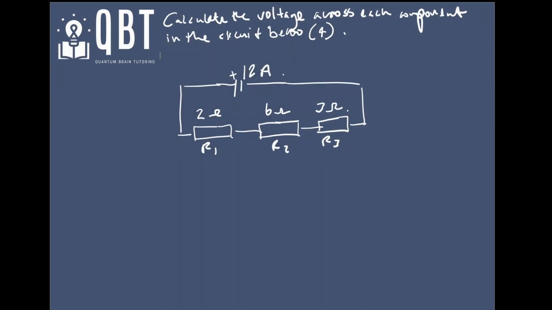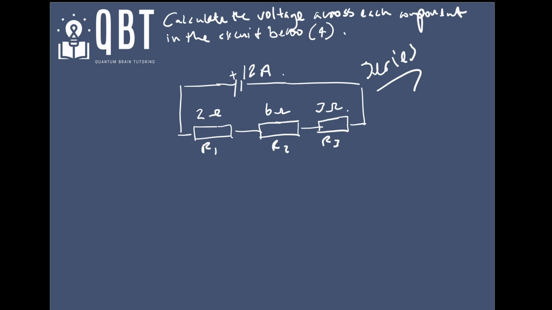Let's use our knowledge of the equations about how current and voltage are distributed in a series circuit to answer this question. The question is, calculate the voltage across each component in the circuit below. We can see that we have a series circuit because all of the components are connected in series. None of them are in parallel. So step one is identifying the kind of circuit that we have.